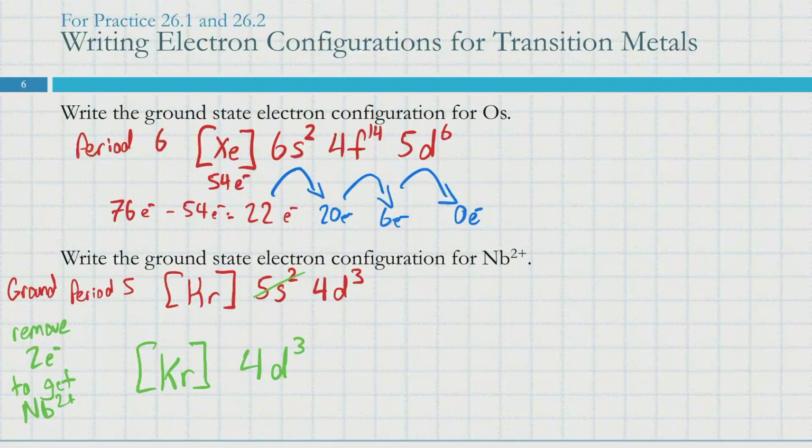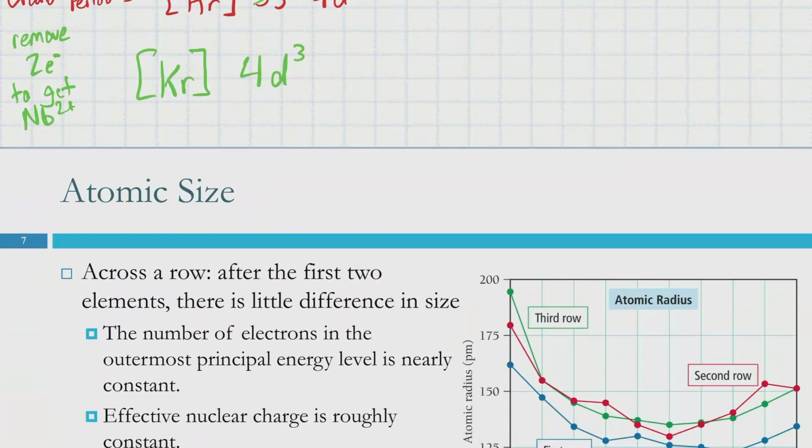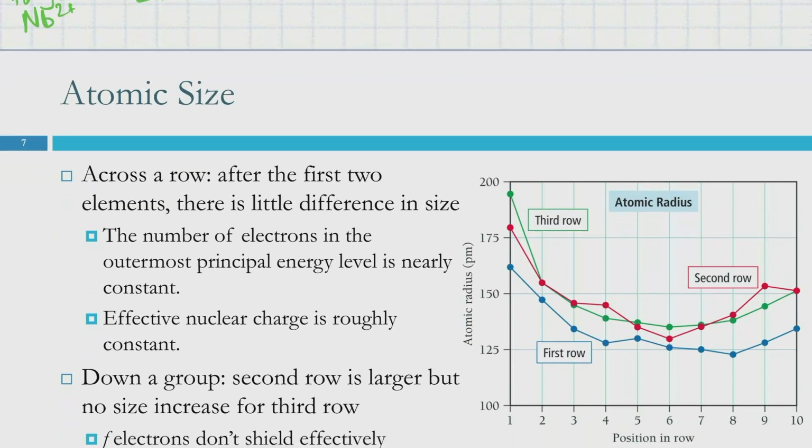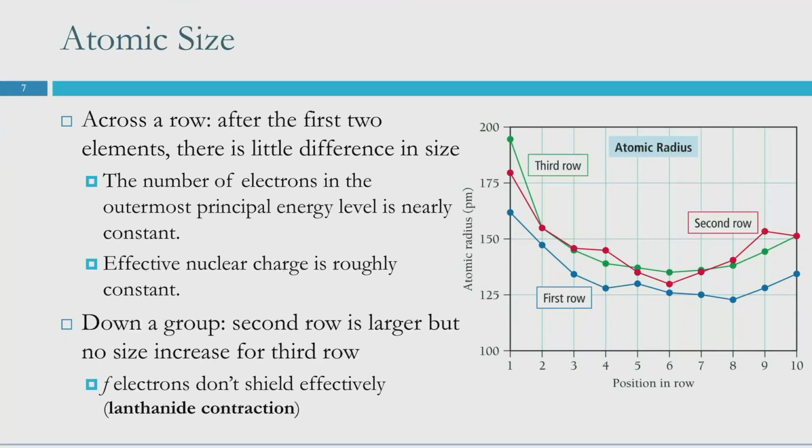Okay, so that's a review of electron configurations. We've got a bunch of periodic table trends. A lot of this should also be review. Atomic size is one of our trends. We're looking this time specifically at our transition metal elements. So when we're looking across a row, moving left to right on the periodic table, after the first 2 elements, we don't see very much difference in size. This is because the number of electrons in the outermost principal energy level is basically constant.